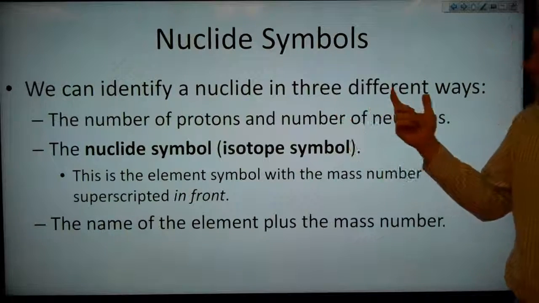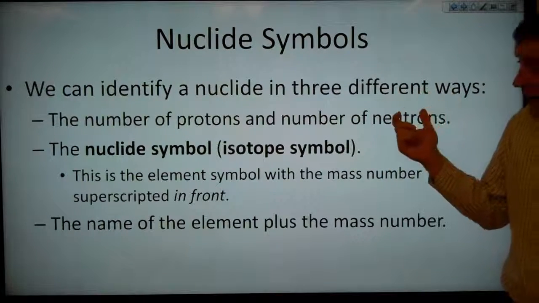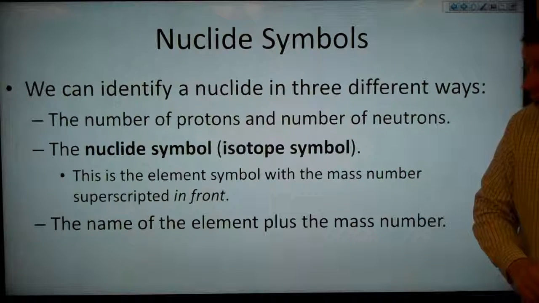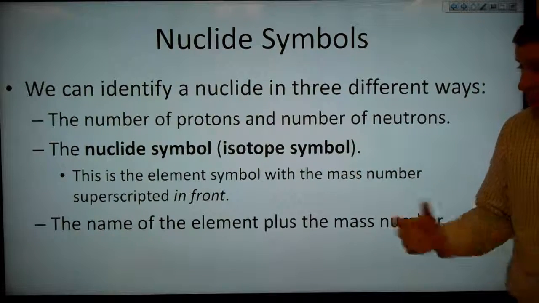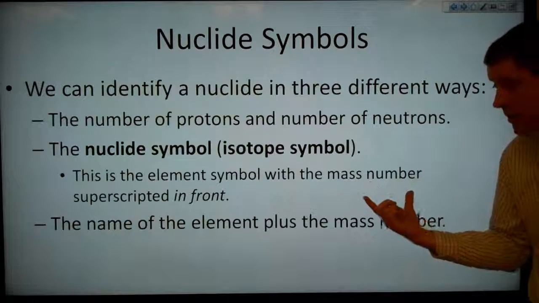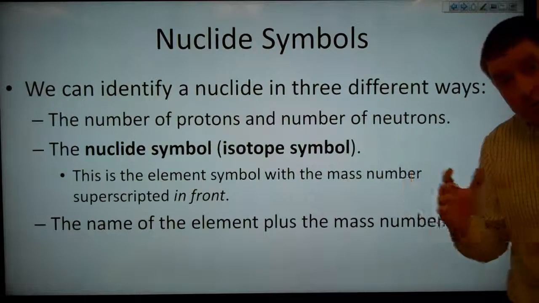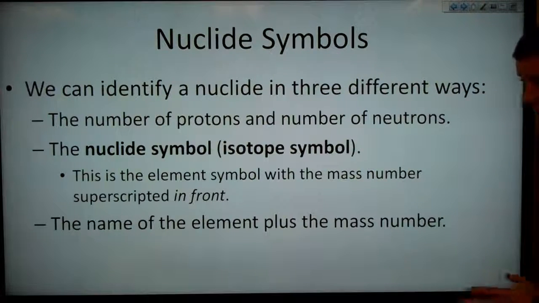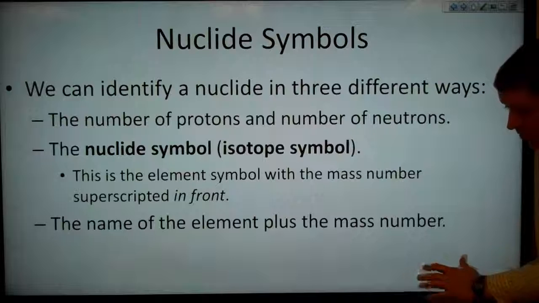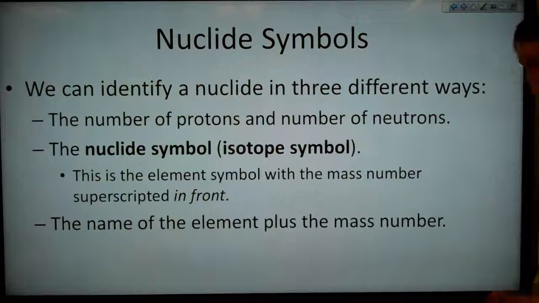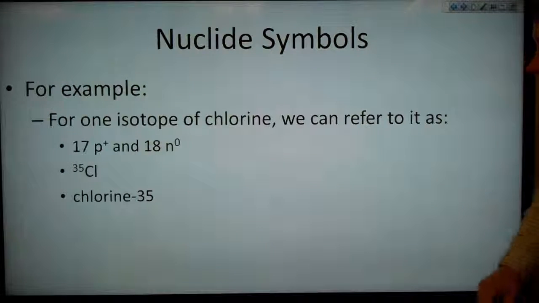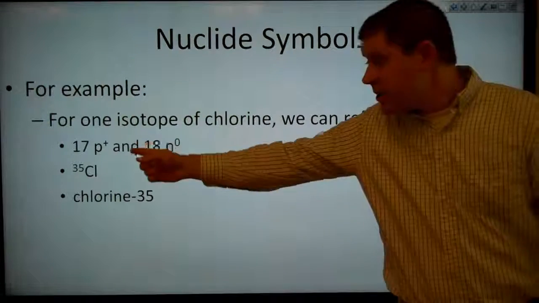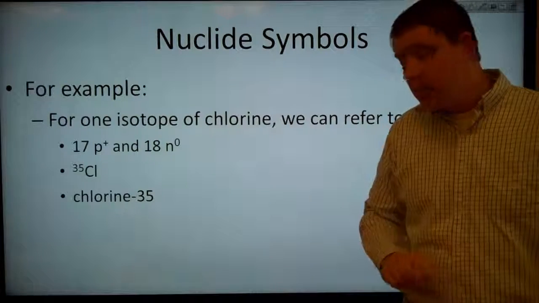So we can identify a nuclide in 3 different ways. The number of protons and the number of neutrons, using the nuclide symbol, also called the isotope symbol. So this is the element symbol plus the mass number superscripted in front, so that's on the top left corner of the element symbol. Or we could describe it using the name of the element plus the mass number, and generally we put a hyphen in between.